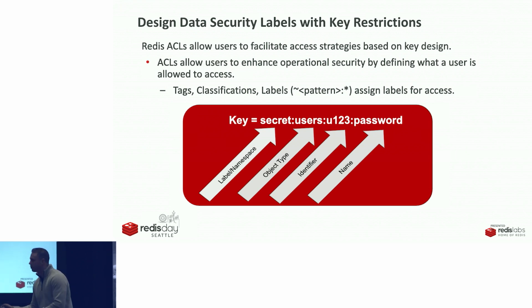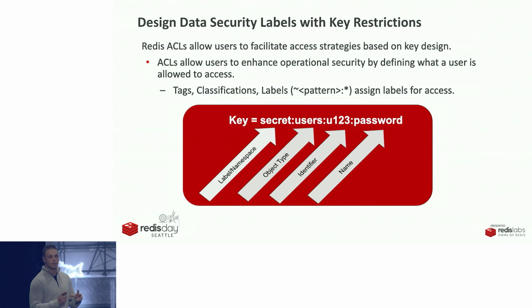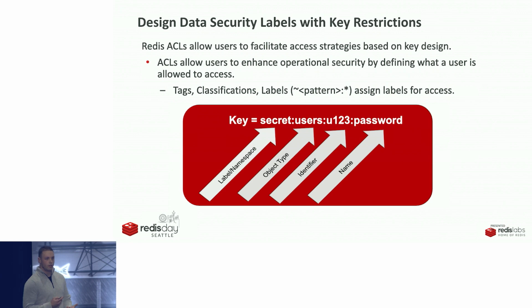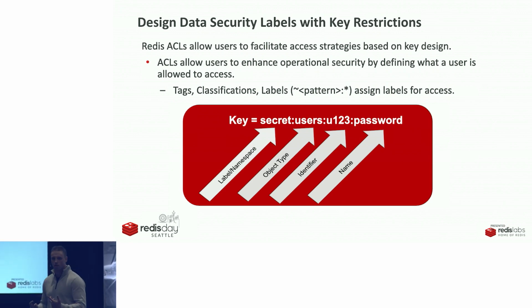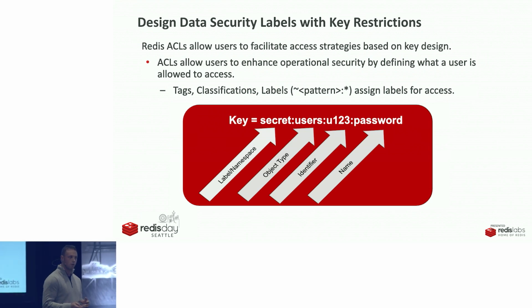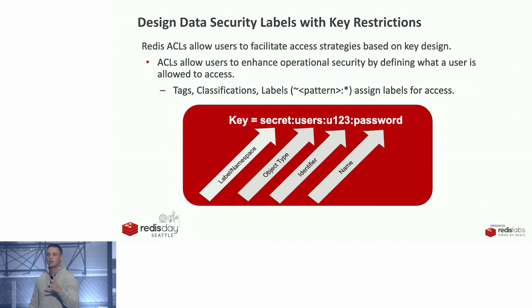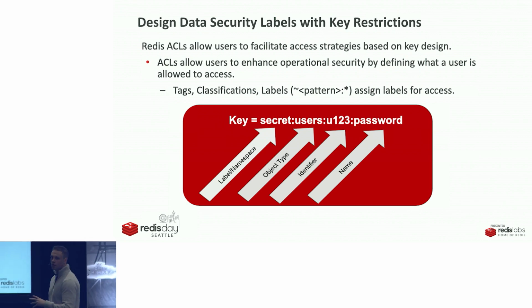So as many of you are familiar with how basic key design works, you typically have an object type, an identifier, and sometimes even a name after that identifier, but that's optional. One of the ways that you might be able to leverage access control lists is with a namespace or a security label. That security label could be used to help define what keys someone can access and what you believe should be the key restriction patterns.